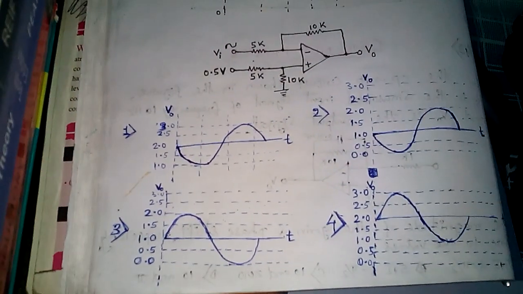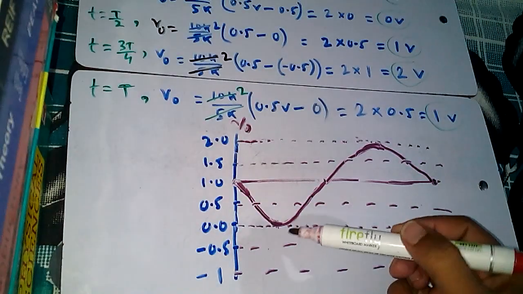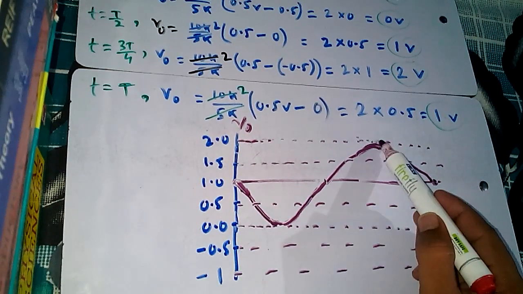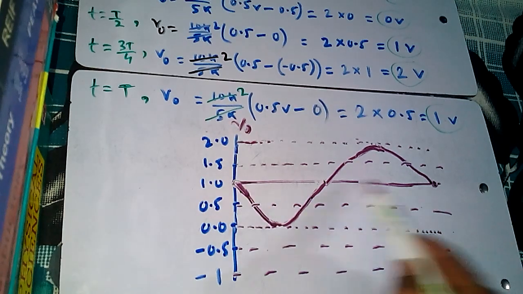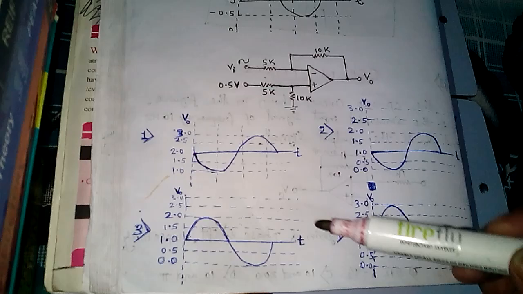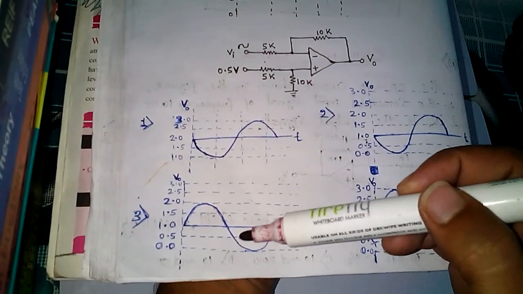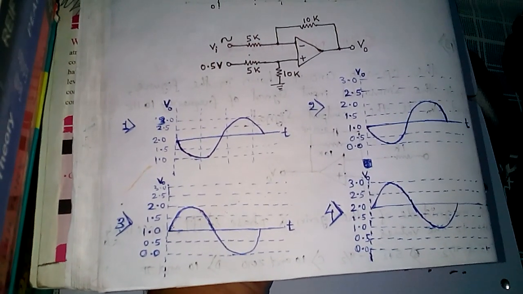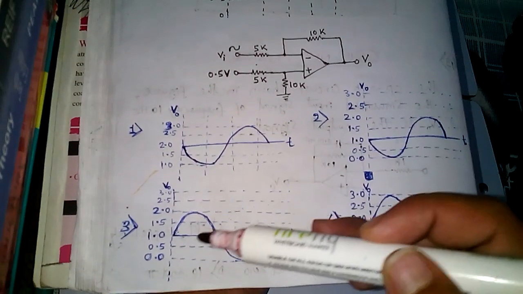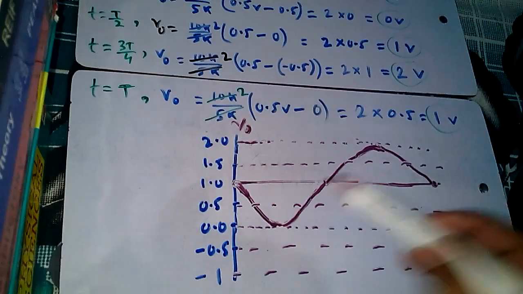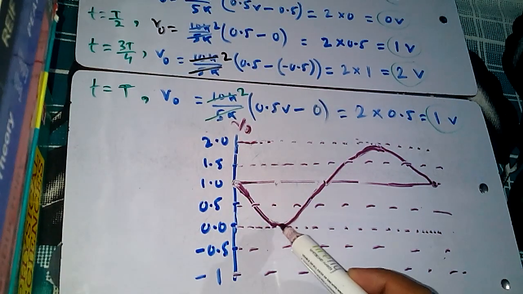From this graph, if we compare with our given options, which option is the right option? Here we can see the oscillation is between 0 and 2. The minimum value is 0 and the maximum value is 2, and the mean output voltage is 1 volt. If we see option 3, the oscillation is from 0 to 2. But there is a problem that it starts here and at T by 4 it goes to 2, but here at T by 4 it goes to 0.